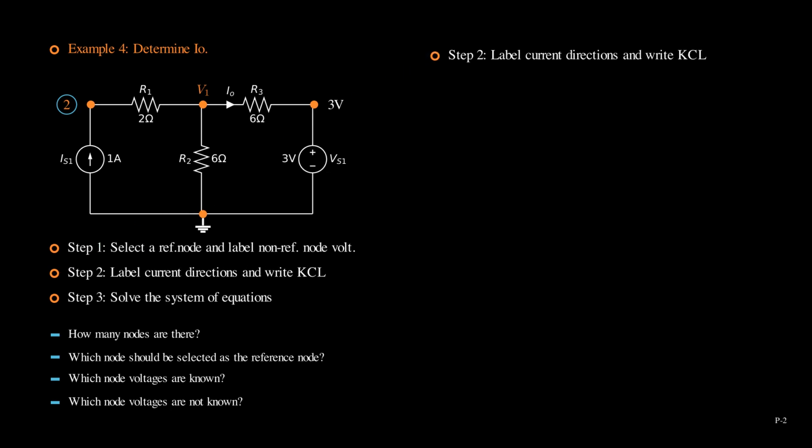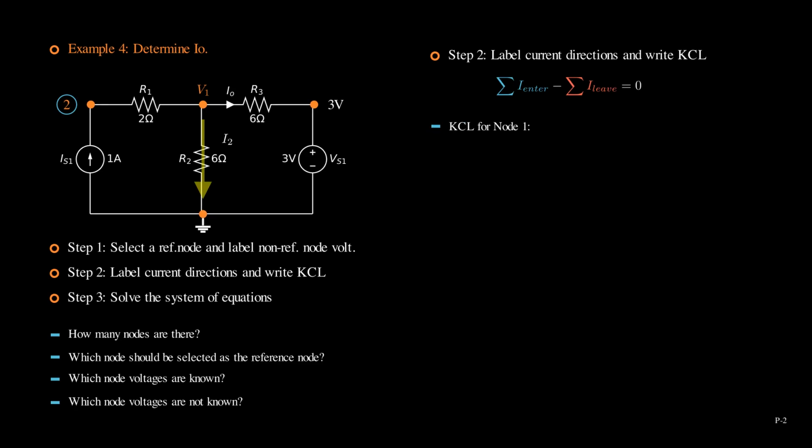Step 2 is to label current directions and write KCL. The current direction for the R1 branch is determined by the current source. The current direction of Io is already labeled by the question. We only need to label the current for our R2 branch. Let's label it flow away from the node. We are now ready to write KCL for node 1, and we will use equation B.